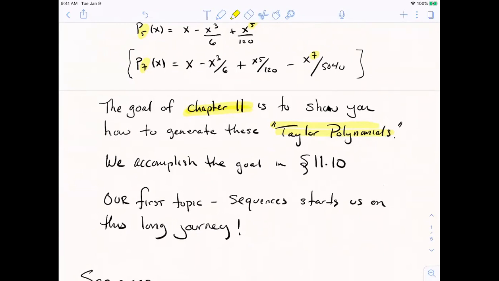So the whole goal of chapter 11 is to get you to a point where I could say, hey, the function is sine of x, and you can write down those polynomials. There are a lot of questions, like, what about these numbers: 6, 120, 5040? Where are they coming from? Why am I skipping even exponents when it's the sine function? Tons and tons of questions. Chapter 11 is a long story to answer those questions. We won't accomplish our goal until we get to the 10th section.